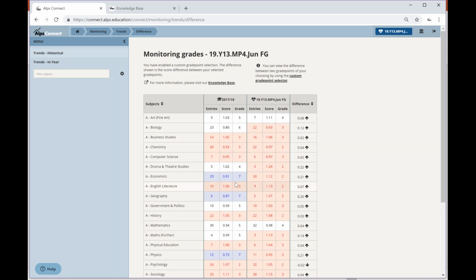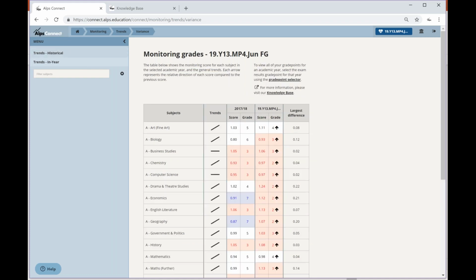Economics, look, a 7 to a 2. So you can ask the question of, really? Is that really realistic? Is this cohort so much better in terms of their progress than last year's? I think there's a really powerful table for you to get a feel for where a subject's been and where it's going. Incidentally, in this in-year trend, you can custom select your grade point.